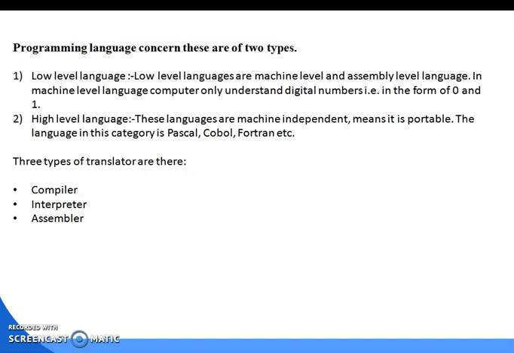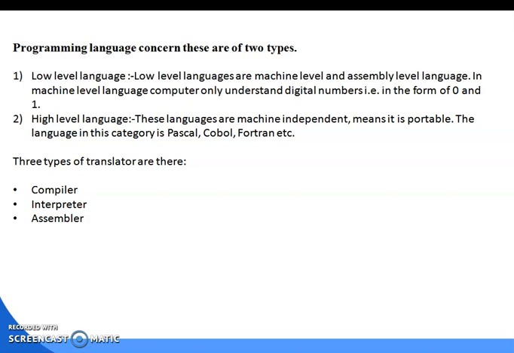Next is programming languages. These are of two types. First is your low level language. Second one is your high level language. Low level languages are machine level and assembly level languages. In machine level language, the computer only understands digital numbers in the form of 0 and 1.